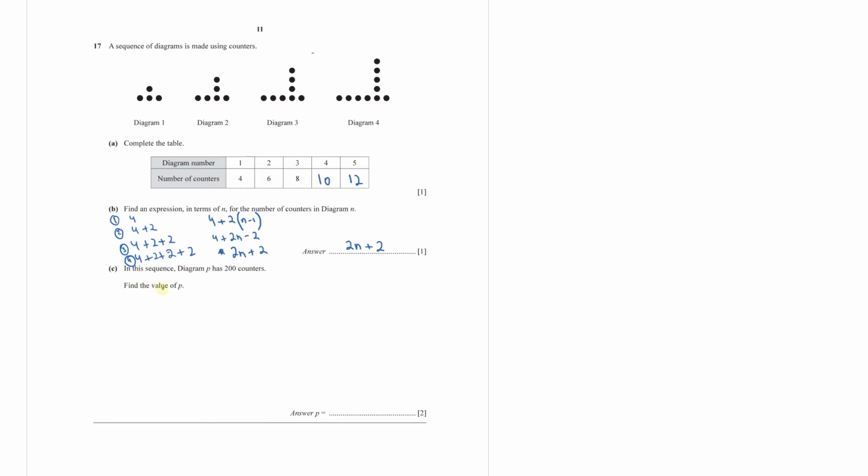Part C: in this sequence diagram, P has 200 counters. Find the value of P. That means the pth value in the sequence has 200 counters. So you simply replace n with P. 2P plus 2 is the pth value, and you're given that the pth value is 200. So 2P plus 2 is 200, 2P equals 198, so you get P equals 99.